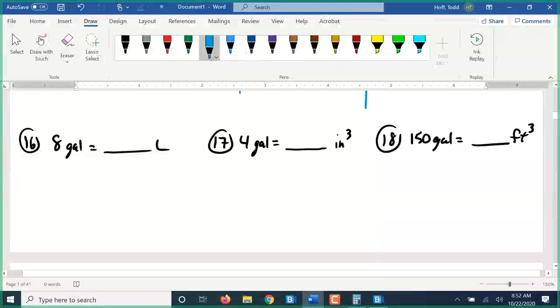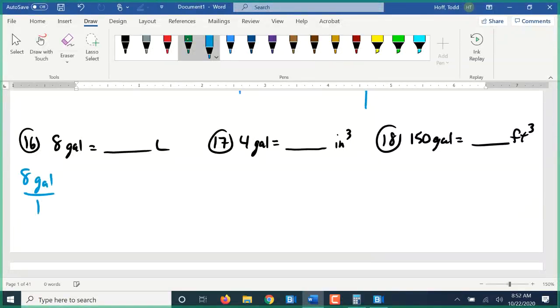8 gallons into liters. Put our 8 gallons over 1. Put gallons on bottom, liters on top. 1 gallon is 3.785 liters, so our gallons cancel out.